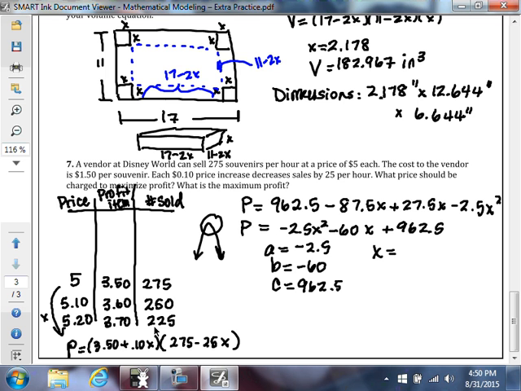So when we do x equals negative b over 2a, we get positive 60 over 2 times negative 2.5. So we get 60 over negative 5, which is negative 12. So the weird thing about this, and the thing that I did on my key, is I had left off the negative, so I got 12. And so I thought this was totally fine for this problem. And it's not, because x is negative 12. So what this means, I mean, it's okay. It just means that his price is too expensive, and he needs to go back 12 price decreases.